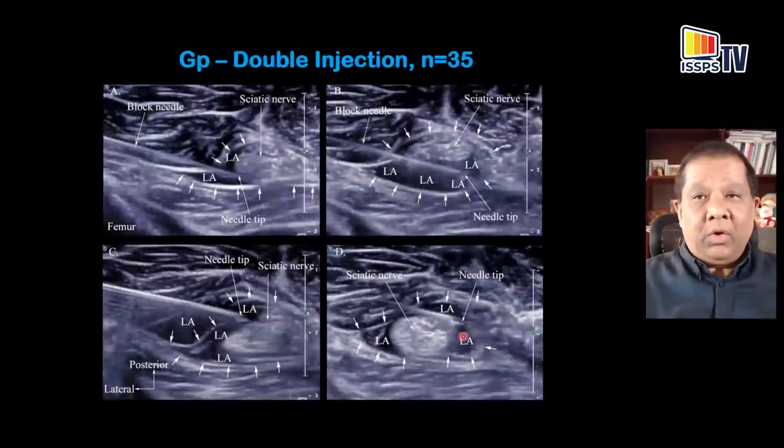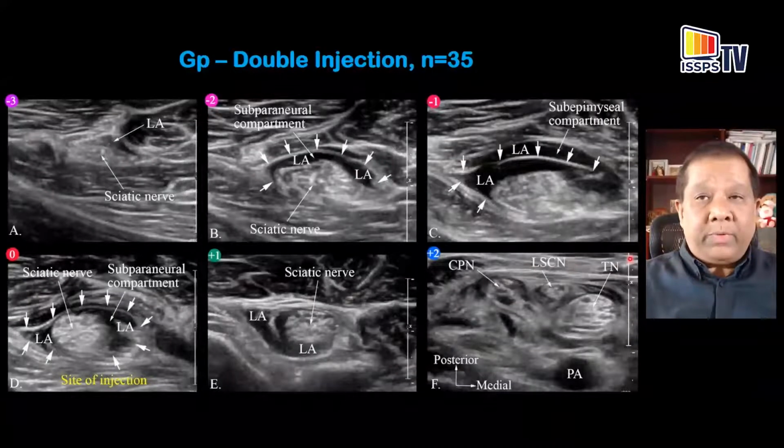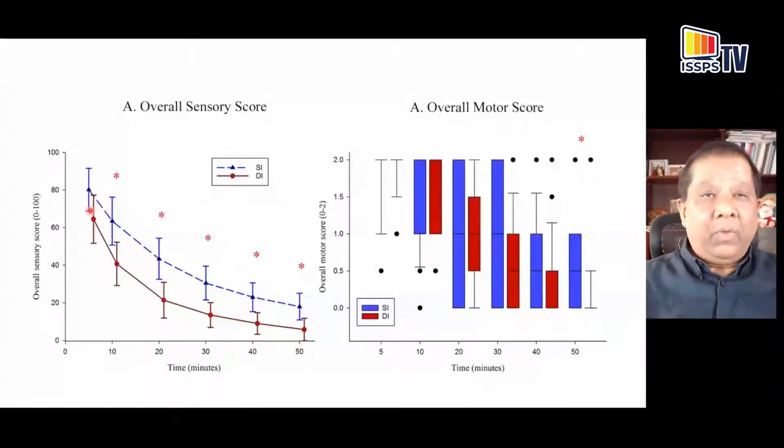This is a 2 injection technique. You can see 1 below and 1 above. We try and achieve circumferential spread as much as possible. Again, the spread was quite extensive up and down the nerve and around the nerve. But when you look at the sensory motor blockade, the double injection certainly won.